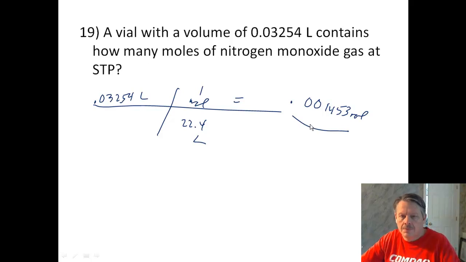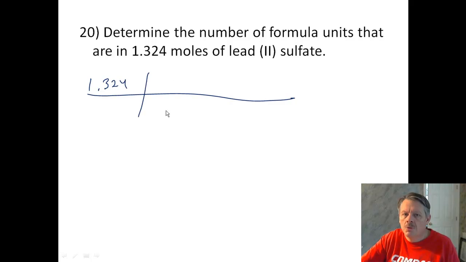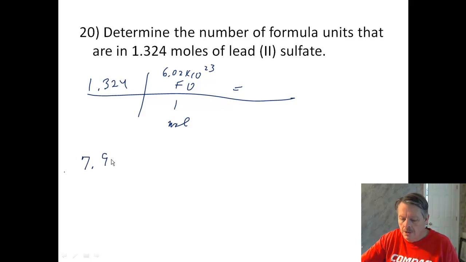Alright. On to number 20. Determine the number of formula units that are in this many moles. Well, formula units, 1324 is moles, and I'm going from moles to formula units. It's 1 mole, and it's 6.02 times 10 to the 23rd formula units. I multiply that out, and I get 7.970 times 10 to the 23rd.